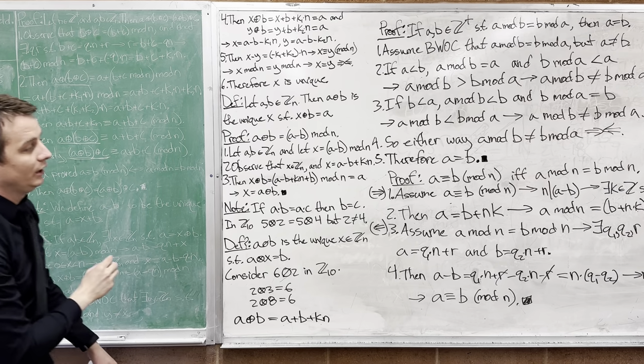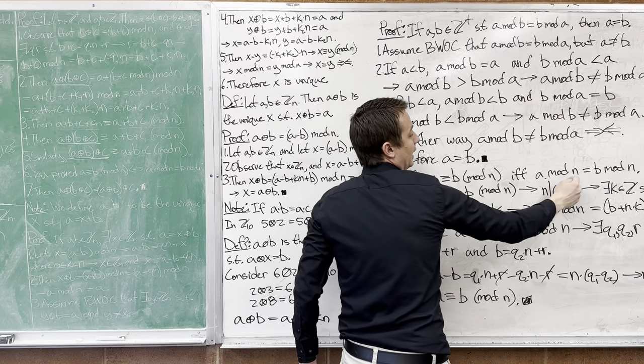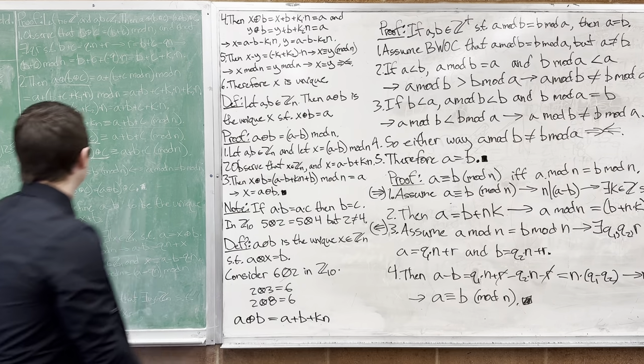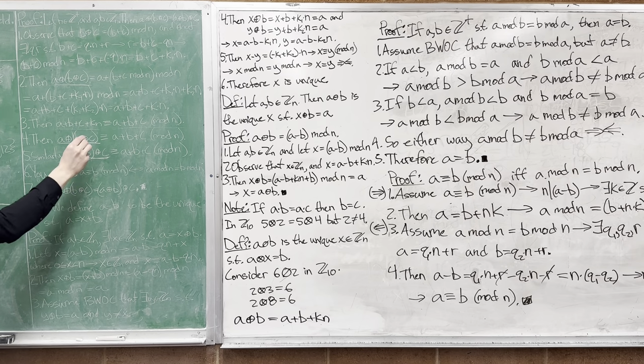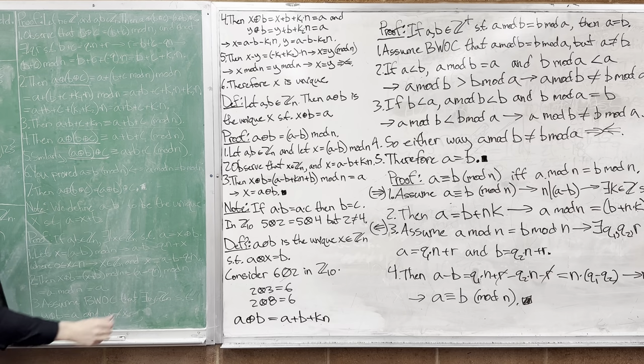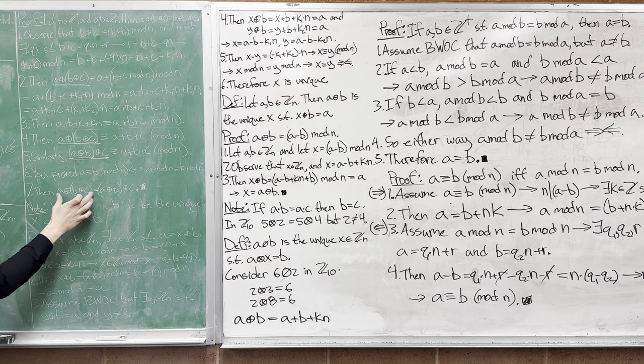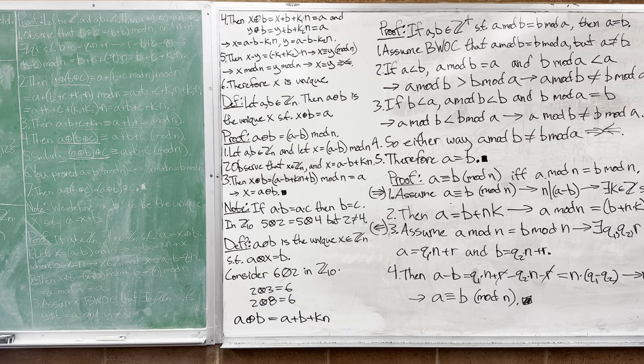What did we prove over here? We proved that if A is congruent to B mod n, then A mod n is equal to B mod n. So that gives us that A plus B plus C mod n is equal to A plus B plus C mod n when you change the parentheses. So we proved that A congruent to B mod n means A mod n is equal to B mod n. So that means that this thing, mod n, is equal to this thing, mod n. That's what we want.